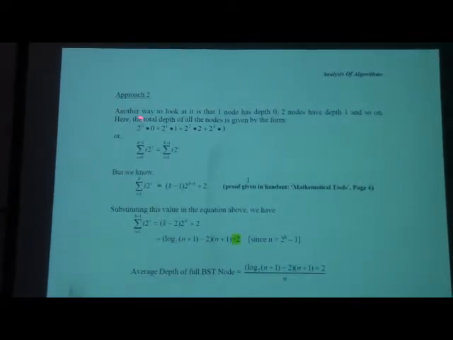So once I see this pattern, I'm going to try to write this in terms of a summation. Because I want to solve the problem generally, not just for this tree, but for any tree that looks like this one.